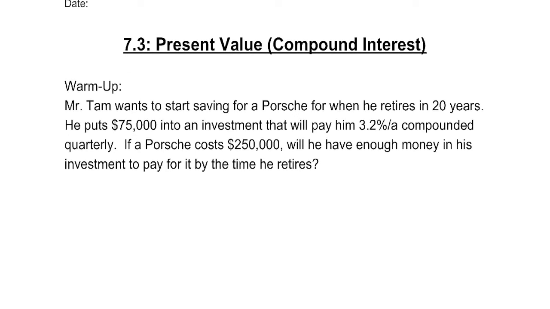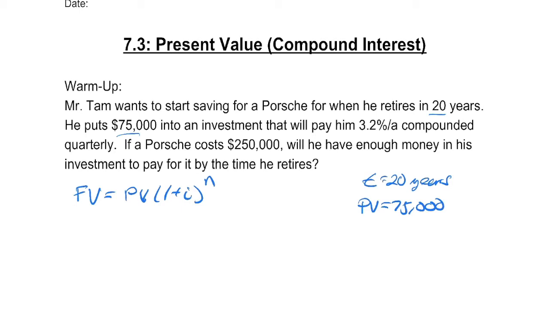Again, our compound interest formula is future value is equal to the present value times 1 plus i to the power of n. So let's list off what information we have. Here I have 20 years, so time is 20 years. I initially put in $75,000, so my present value is $75,000. The investment will pay me 3.2% per annum compounded quarterly. Per annum means that's the interest rate per year, so R is 3.2%.